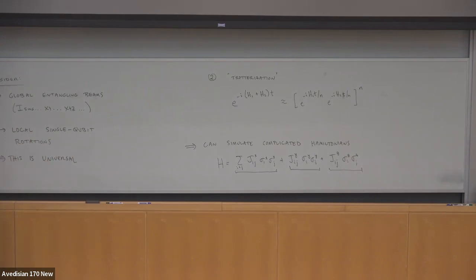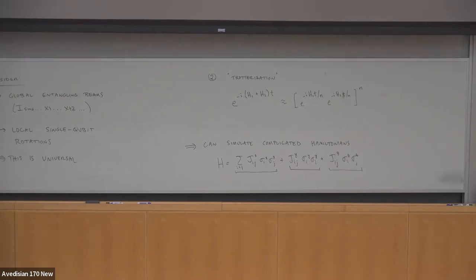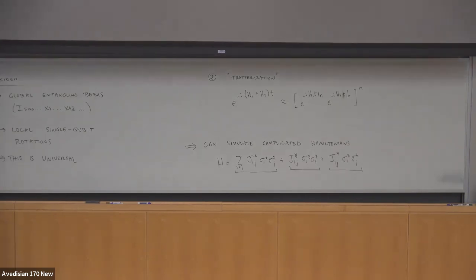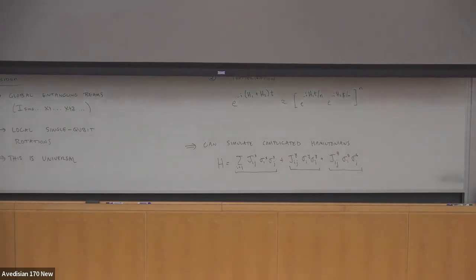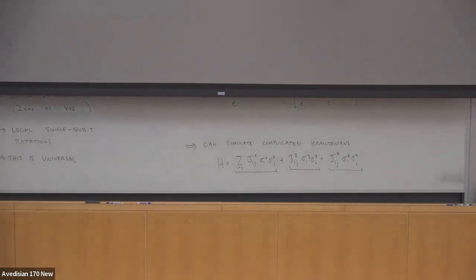There's no guarantee, by the way, that it can be done in sub-exponential time, but there's a guarantee that you can decompose it and run, right? That's what universal means. And with these two ingredients, you have everything that you need. And let me show you two early examples of using global entangling interactions along with single qubit rotations to do something interesting.